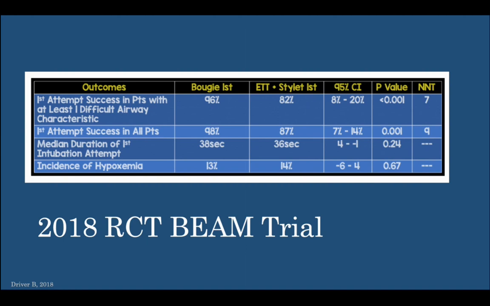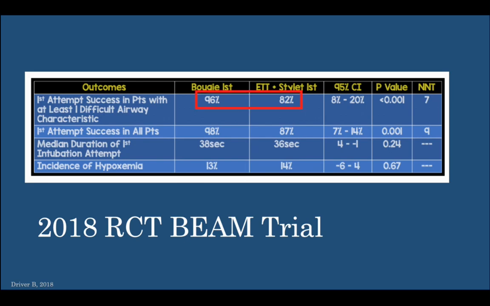This actually can be a great first-line tool to increase first-pass success. So this BEAM trial was one of a couple of trials that looked at bougie with Mac blade and stylet, ET tube stylet with Mac blade. So of note, they were using a standard geometry Mac blade, but it was on a video laryngoscope, so keep that in mind.